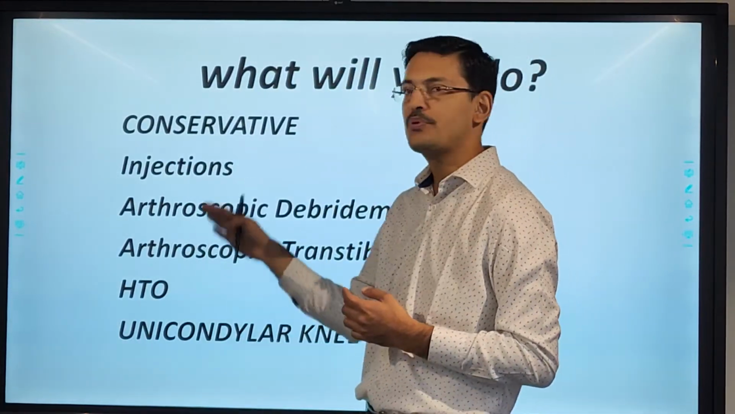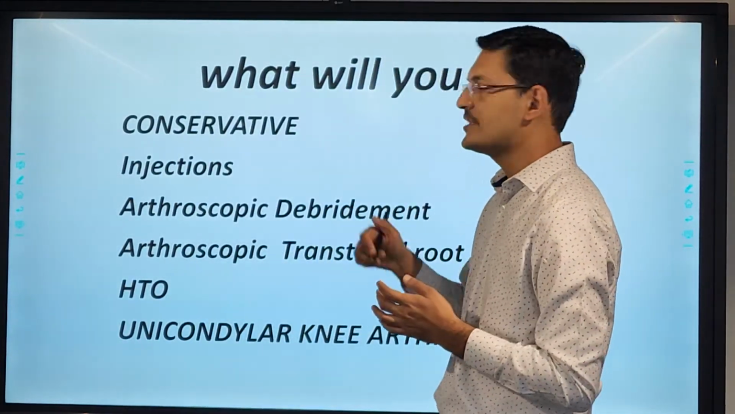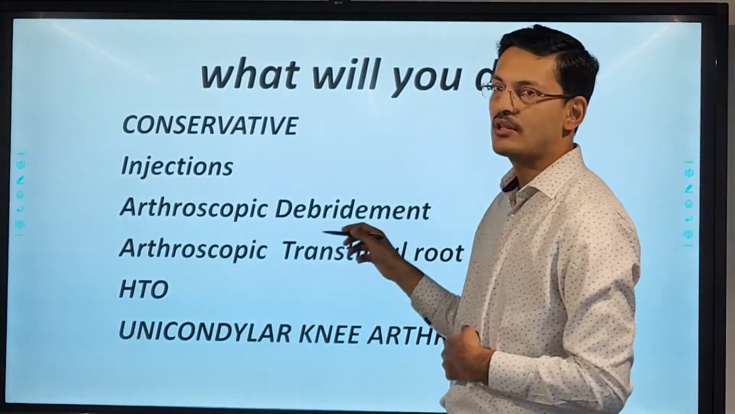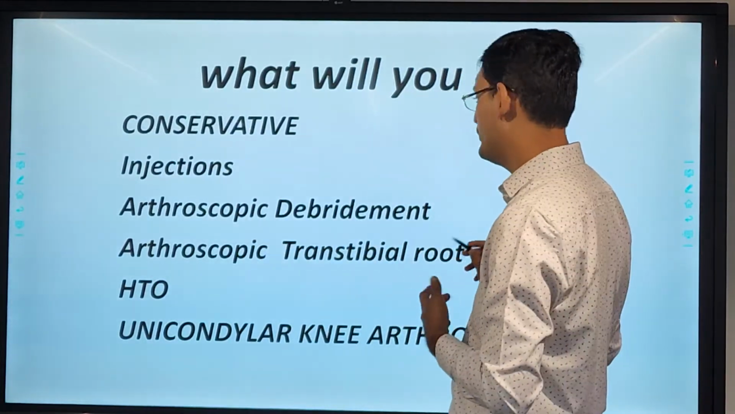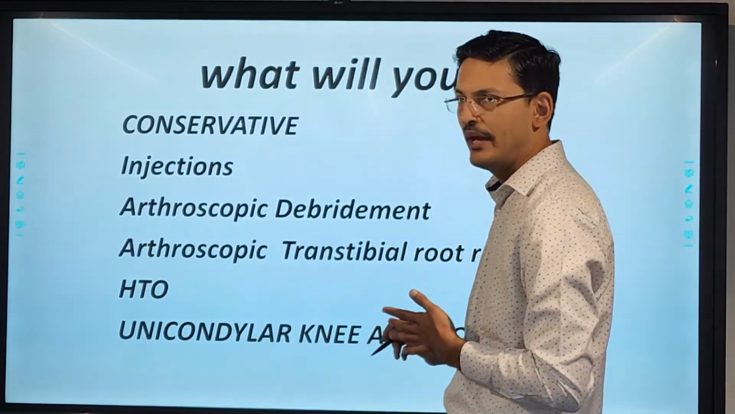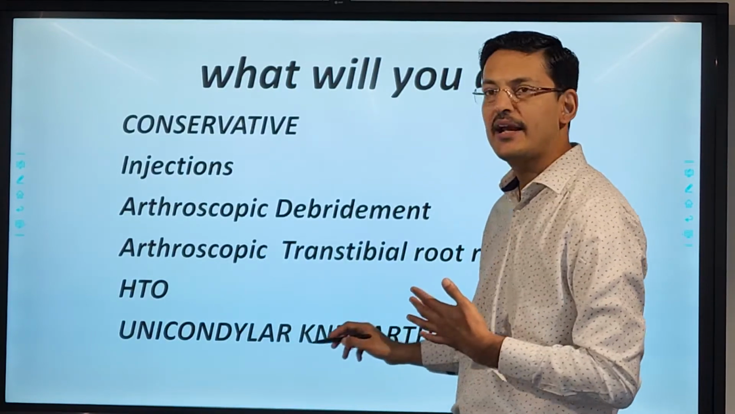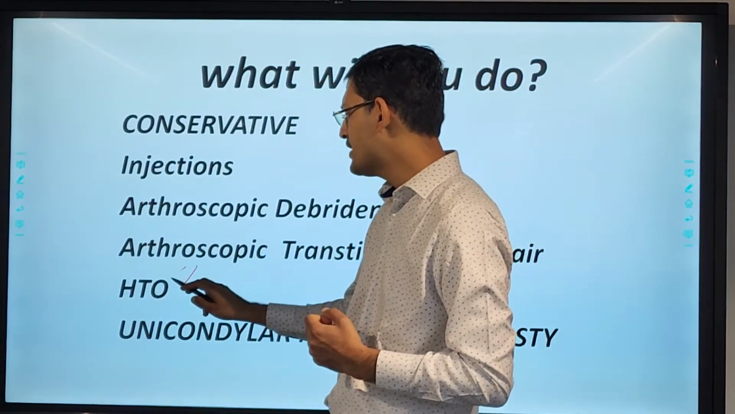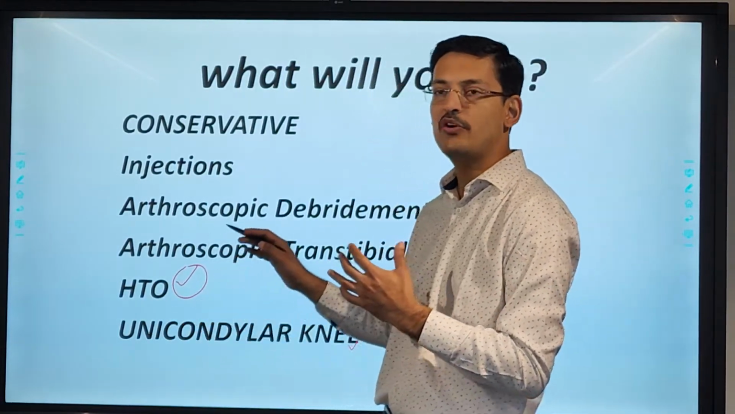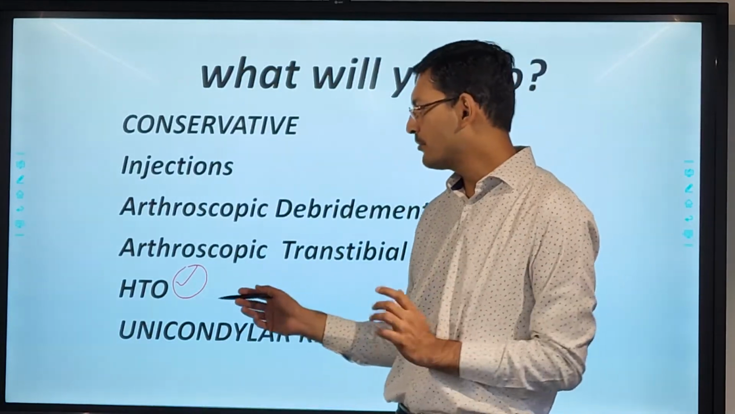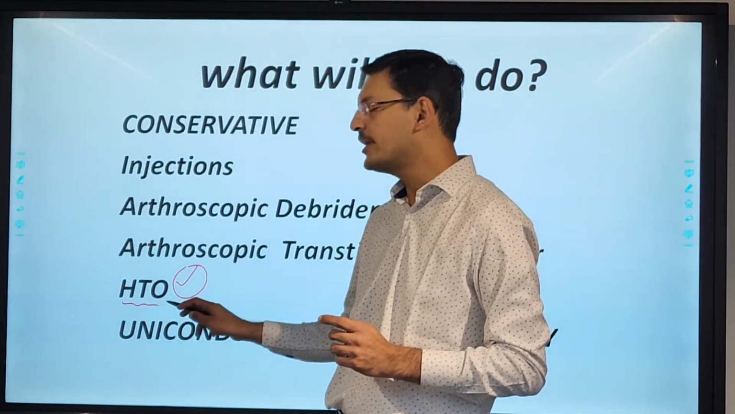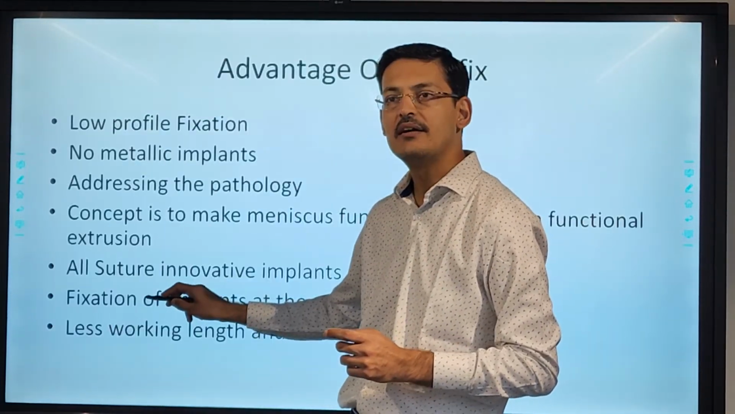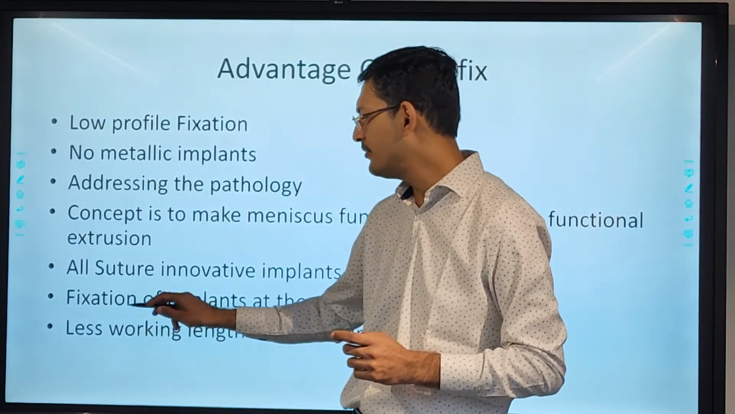So what is the option that you will choose in these cases? The options are, you can keep her conservative, you can give injections, you can do an arthroscopic debridement, you can do an arthroscopic transtibial root repair, HTO and UKA. Now UKA is a little bit more aggressive for this kind of early lesion. HTO is one good option, but there are two things. It is good for a very significant varus deformity, but most patients of this age will not theoretically agree to it. And if we want to do it later on, then this is a deterrent. You will not be able to do it properly if you are doing a lot of HTOs.